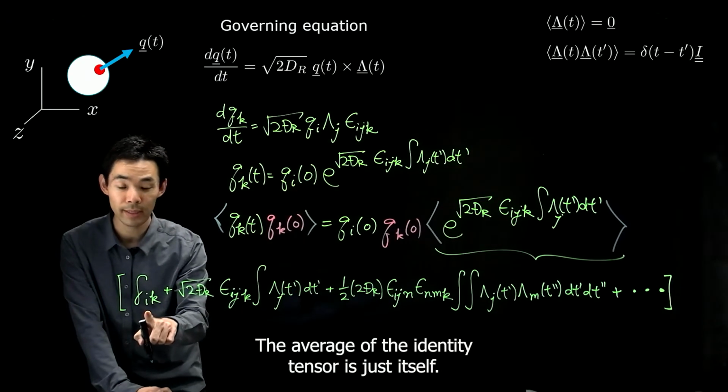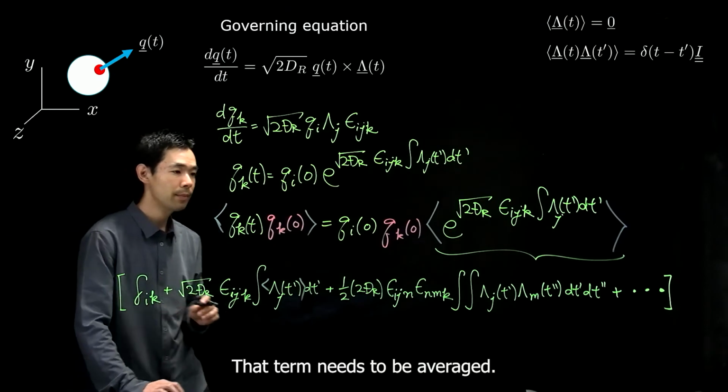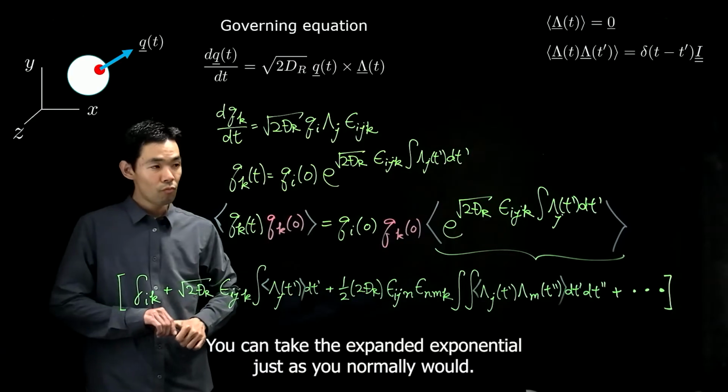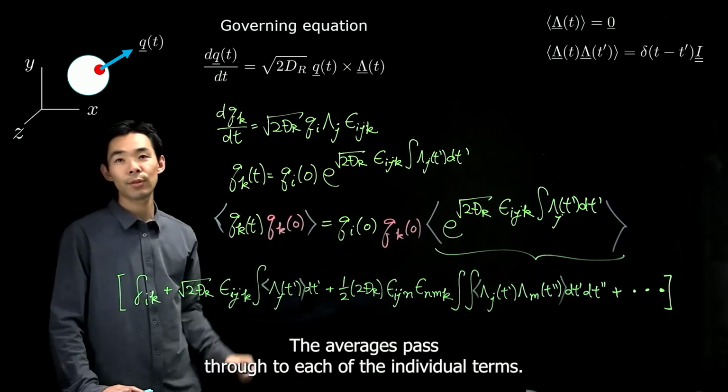So the average of the identity tensor is just itself, so there's nothing to average over there. That term needs to be averaged. And secondly, this term needs to be averaged, just like that. Okay? So you can Taylor expand an exponential, just as you normally would, and then the averages will pass through to each of the individual terms.